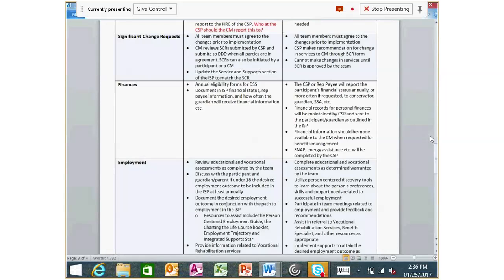I did want to mention that the SCR form should not be submitted, and I think Sam just said this as well, should not be submitted by the CSP to the division.